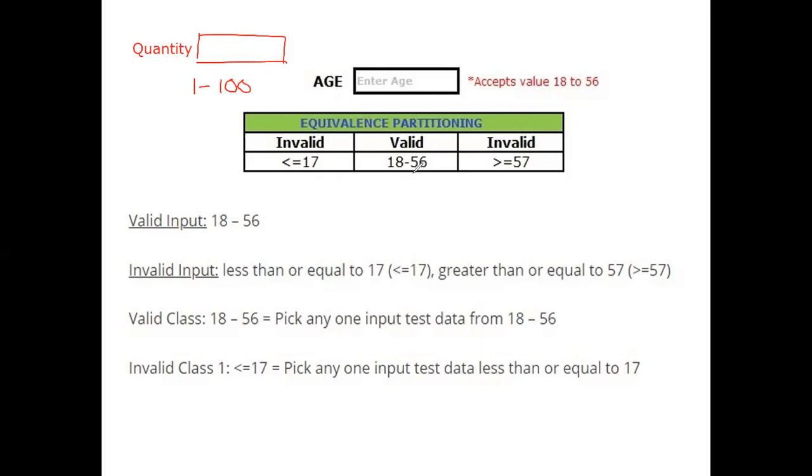Okay, tell me what should be the valid input. What is the valid input here? Yes, 1 to 100 is the valid input, right? I'll write it here. 1 to 100 is the valid input. This is the valid class, right? Then what is the invalid class 1?